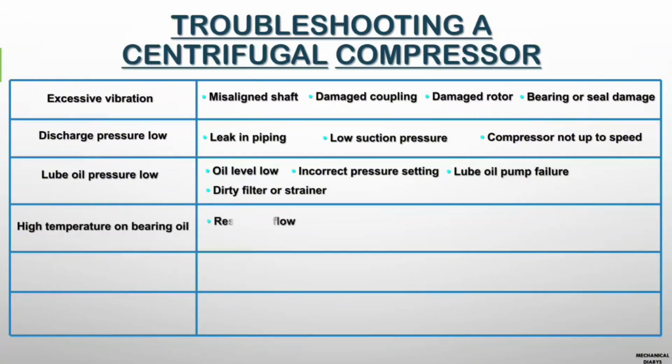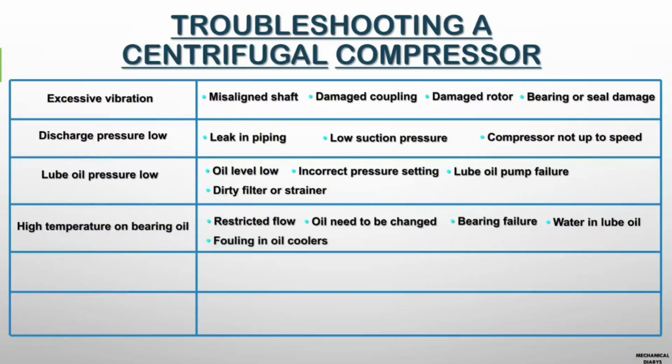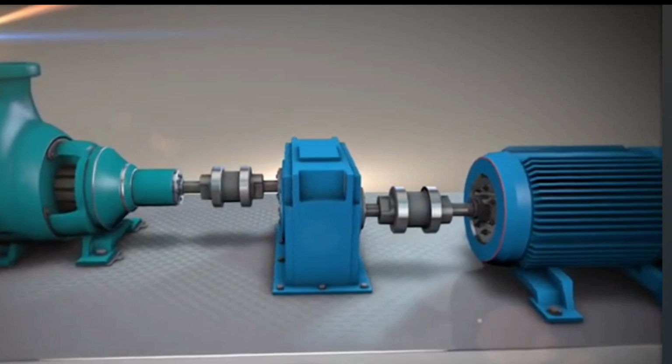Sometimes the bearing oil gets a high temperature. There are five reasons for high bearing oil temperature: restrictions in flow, oil that needs to be changed, a damaged bearing, water mixed in the oil, and fouling in the oil cooler. These are all the reasons for high bearing oil temperature.